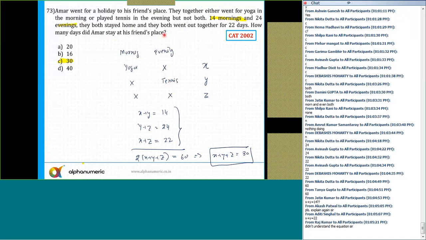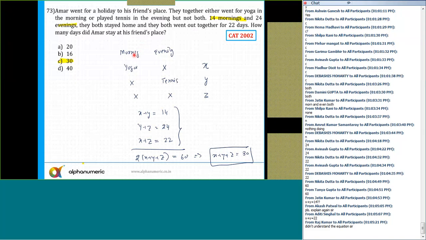And they both went out together for 22 days. So on 22 days, both of them went out together, either in the morning or in the evening. And the question is, how many days did Amar stay at his friend's place?